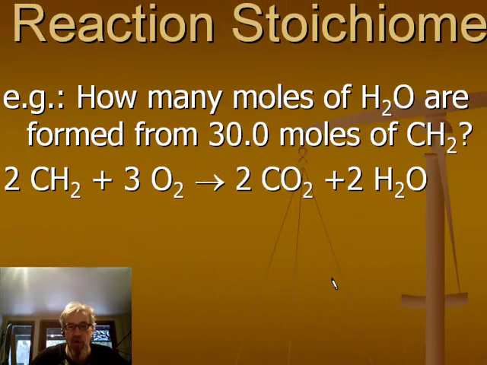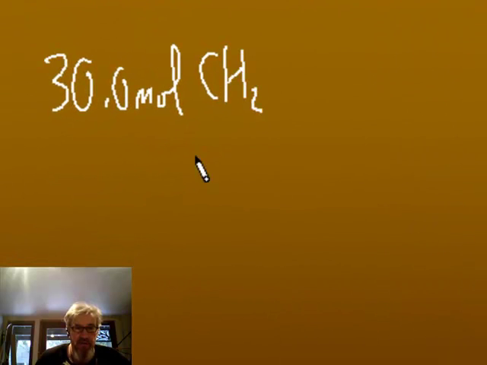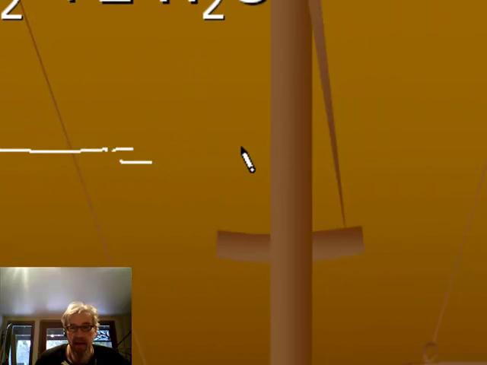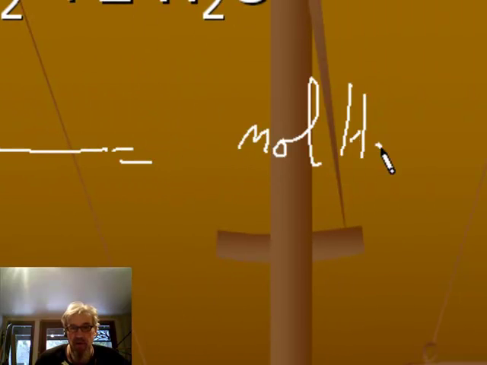Here's another one. How many moles of water would be created when 30.0 moles of CH2 react in this equation? This is a combustion equation. Again, I start out with what I know. 30.0 moles of CH2. That's my starting point. What do I want to get from that? I want to know how many moles of H2O will be formed.